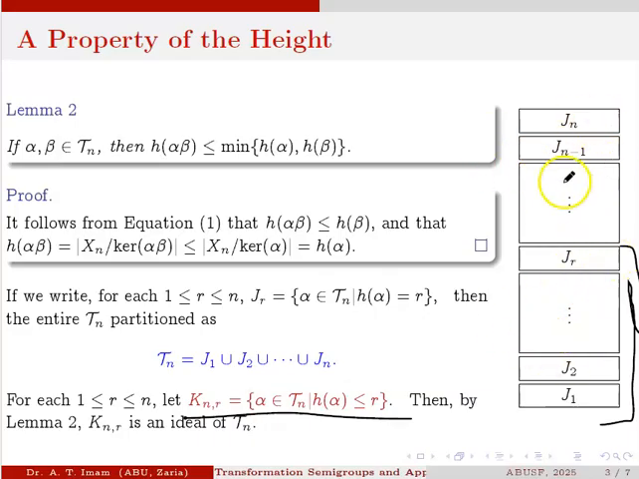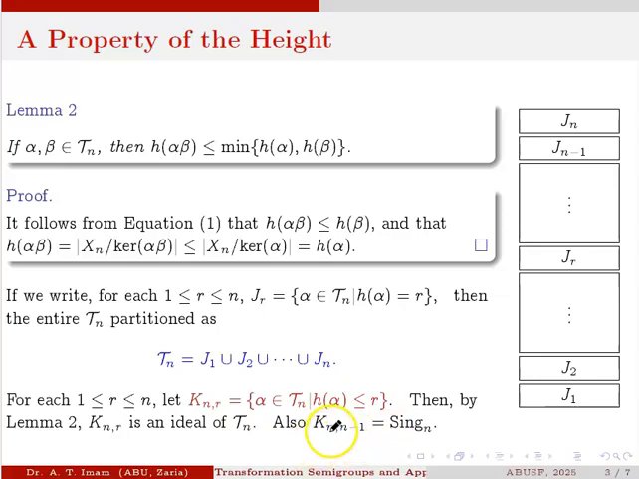Even if you pick an element from up here, and multiply with any element down there, you will still achieve the product to be within K(n,r). So K(n,r) is an ideal. Of particular interest will be K(n,n-1), which is denoted by Sing_n.